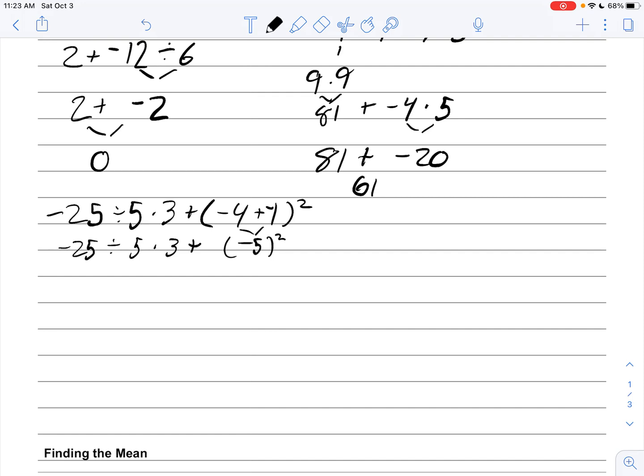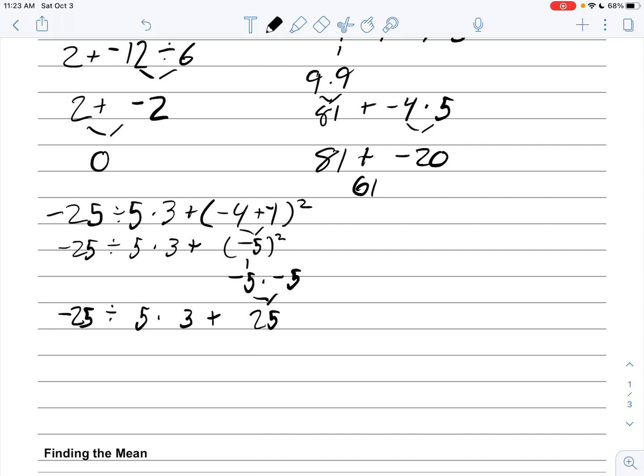Okay? So now I have negative 5 to the second power. And what that means is that I'm going to be doing negative 5 times negative 5 for my exponent step. Well, a negative times a negative, that's going to be positive. So that means negative 5 times negative 5 will be positive, and 5 times 5 is 25. Once again, bringing down the rest of my numbers from my problem.